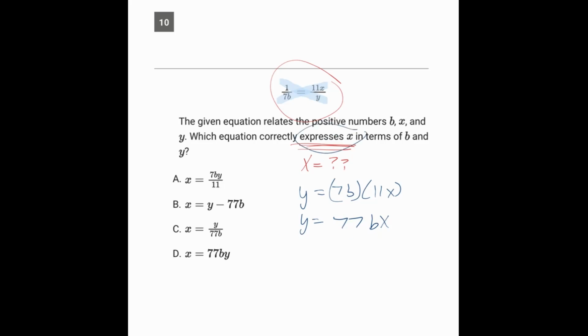So right now we can tell ourselves, well, x is being multiplied by 77b. And the opposite is to divide by 77b. So that'll all cancel out. b over b cancels. 77 over 77 cancels. And right now we have x all by itself equal to y over 77b. And that is answer choice C for this question.